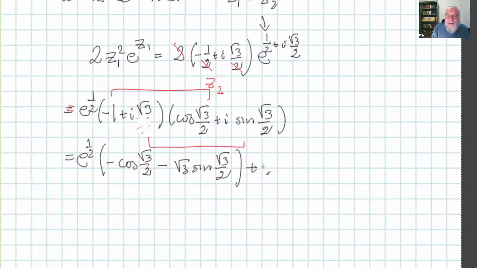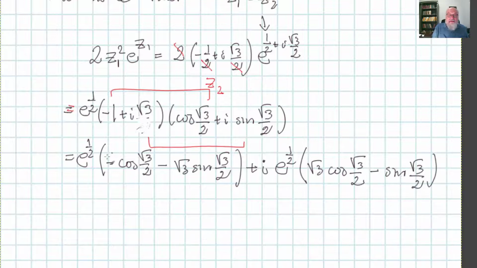Now, plus i, that's the imaginary part, again 1/2. But we are not interested in imaginary parts. So this will be just simply square root of 3 cosine square root of 3 by 2, and this will be minus sine square root of 3 by 2. And that's the real part, that's imaginary.